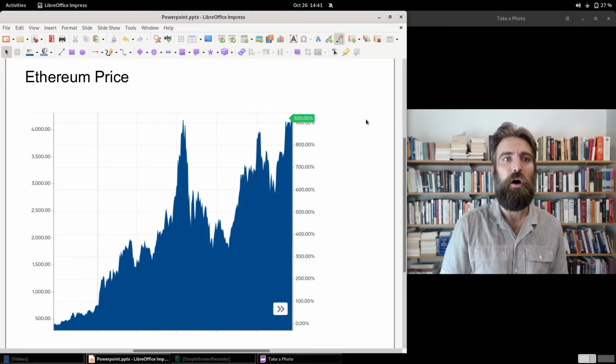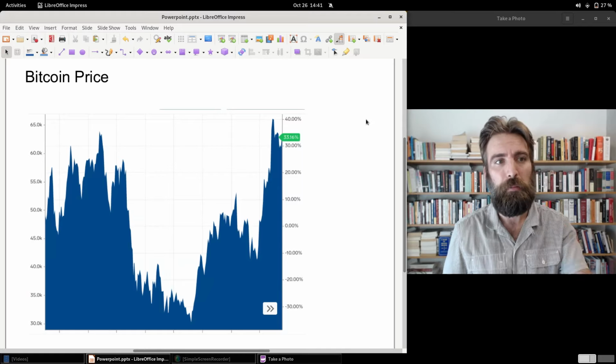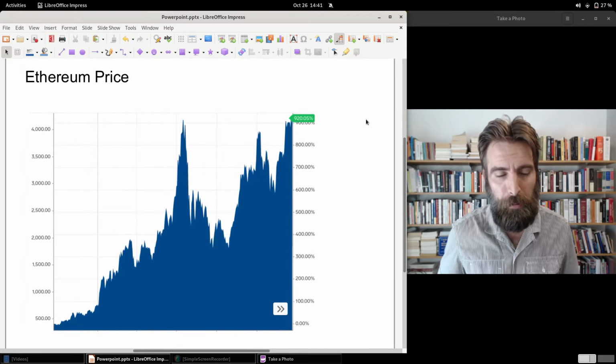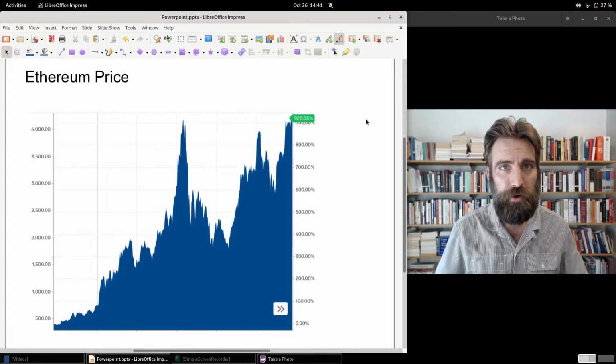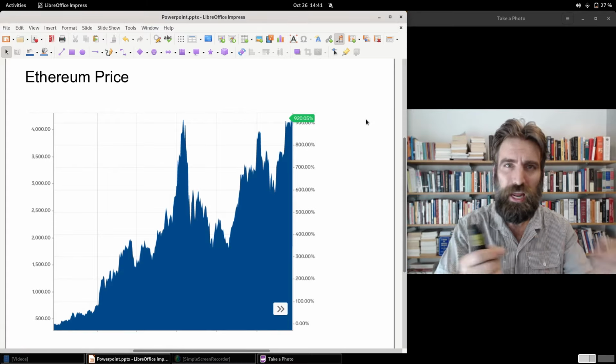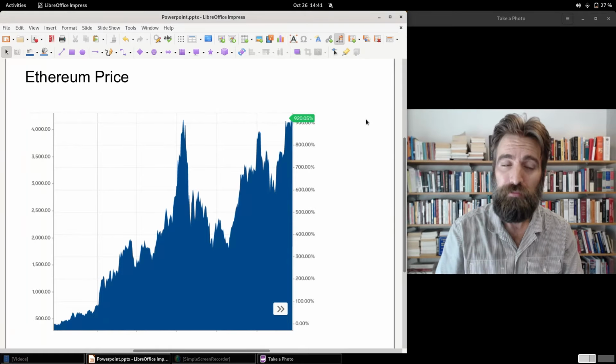But all four of these assets will increase in price as inflation goes up. If you're in for a long game, now I'm not talking about day-to-day speculation, if you're in for a long game, it's not a bad investment.